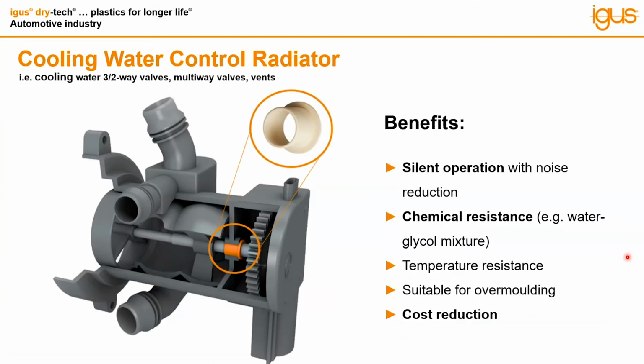Cooling water control radiators. So this is very similar in benefits. All the benefits are very similar here. So you can see quiet operation as well as chemical resistance, suitable for overmolding. And we're able to do testing on this as well as offer you different features in the bearing to assist in this application. So overall cost reduction is key here as well.